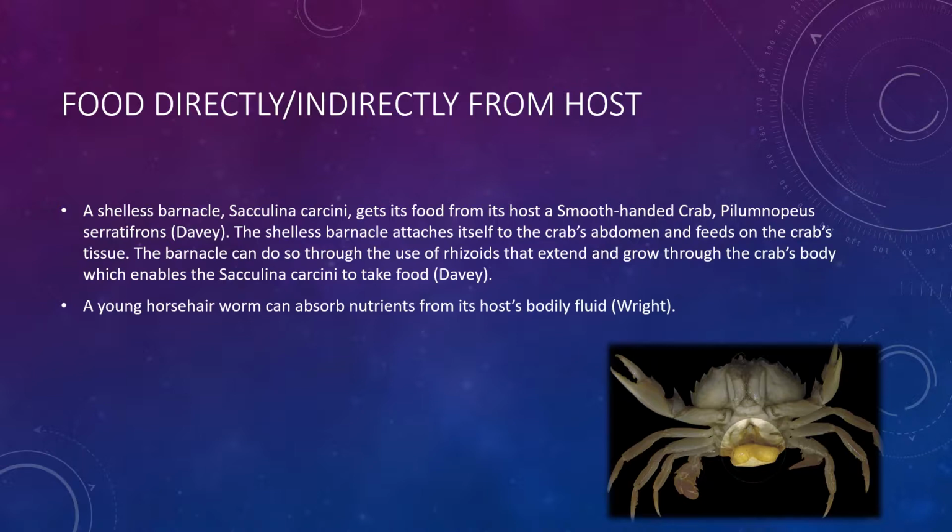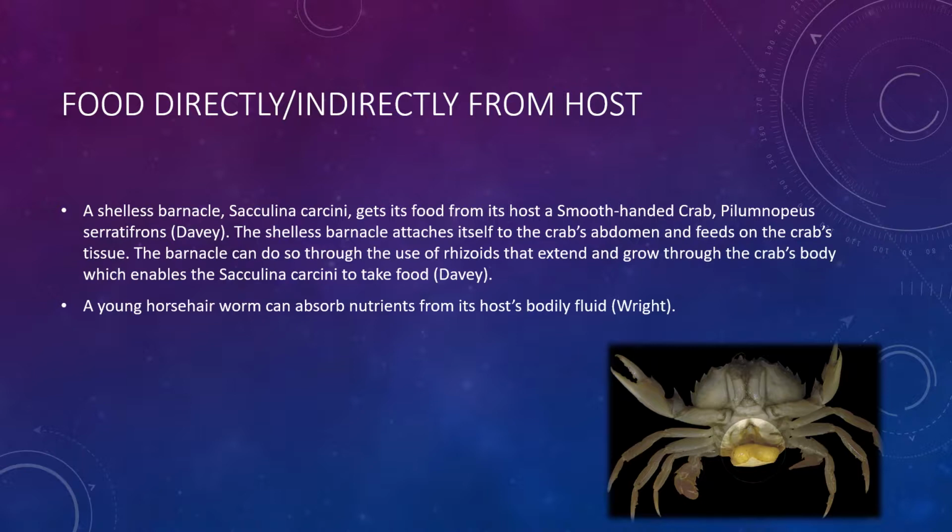An example of a symbiote getting its food directly from its host is a shellless barnacle getting its food from a smooth-handed crab. The shellless barnacle attaches itself to the crab's abdomen and feeds on the crab's tissue. The barnacle can do so through the use of rhizoids that extend and grow through the crab's body, which enables the barnacle to take food. An image of a barnacle attaching itself to a crab's abdomen can be seen on the slide.